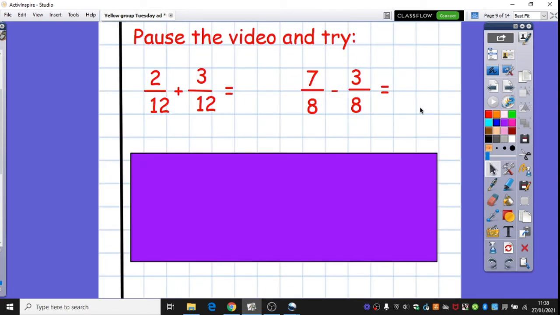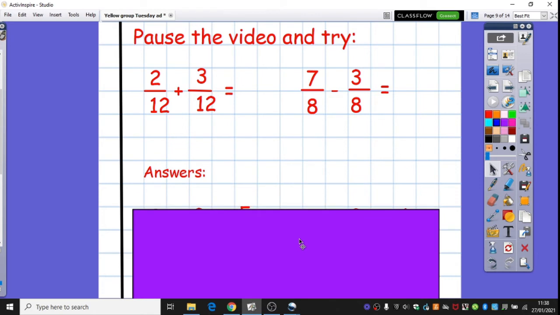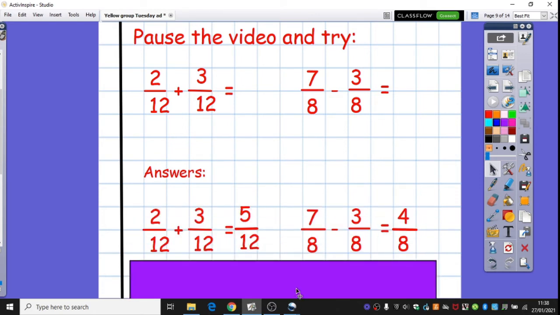So you might want to pause the video now as a little recap to try these 2 calculations out. 2 twelfths add 3 twelfths, and 7/8 subtract 3/8. So I'll give you a moment now if you'd like to pause the video. Okay, and let's have a little look at the answers for those. So we had 2 twelfths add 3 twelfths is 5 twelfths, and 7/8 subtract 3/8 is 4/8. Also an equivalent would be a half.